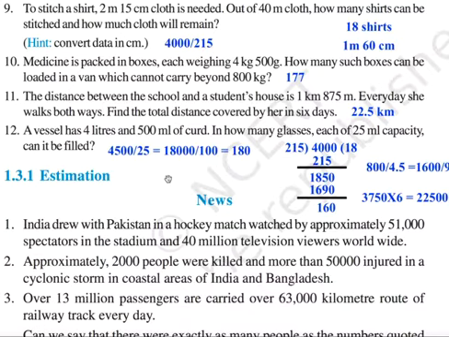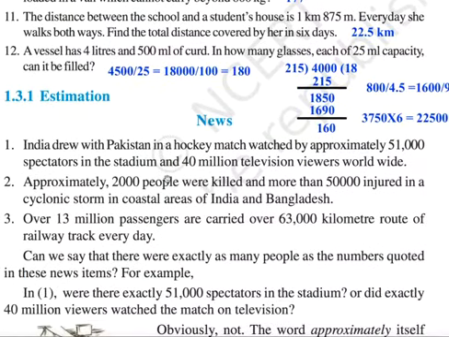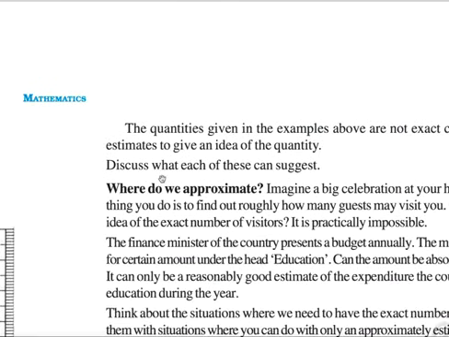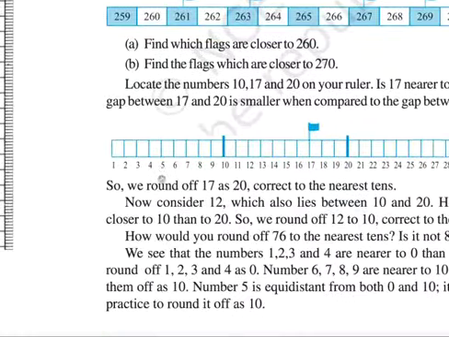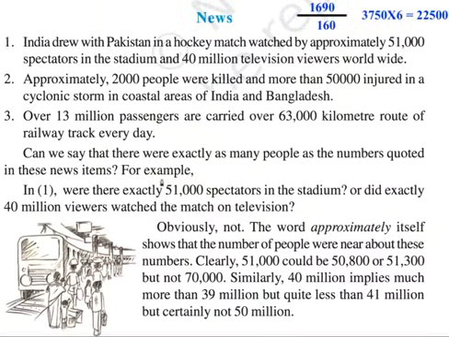Into 20, 20 means 500. That is correct only. So 180 is the answer, the number of glasses. Estimation we will use. Okay, from estimation onwards, we will continue in the next session.